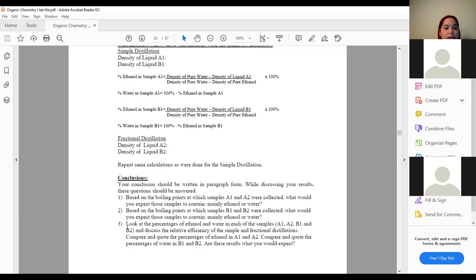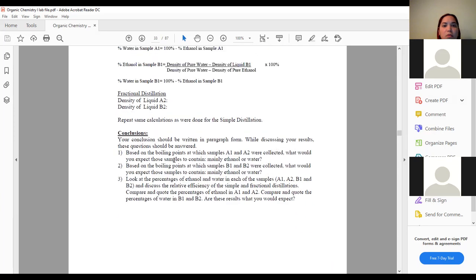So we have the last question, I think, number 3, which is asking which is more efficient, the simple or the fractional. You need to compare the percentage of water and ethanol for both, and also see that the discrepancy depends on the boiling point range that they have, okay? I think that's mostly it. Any questions?